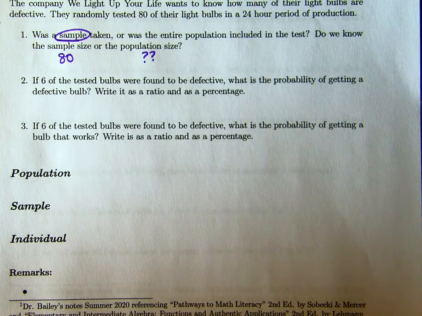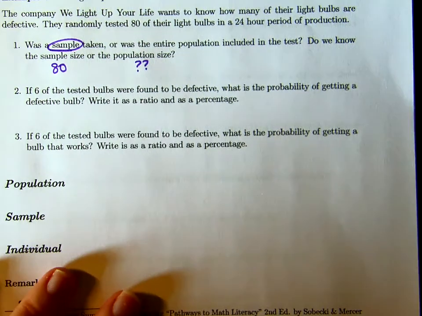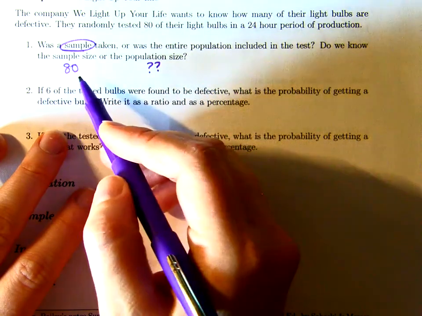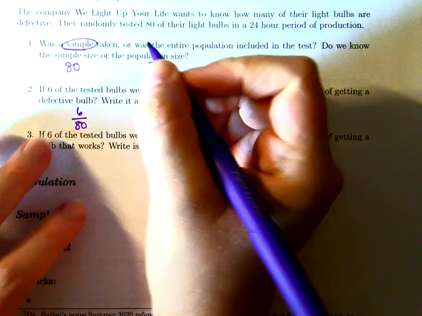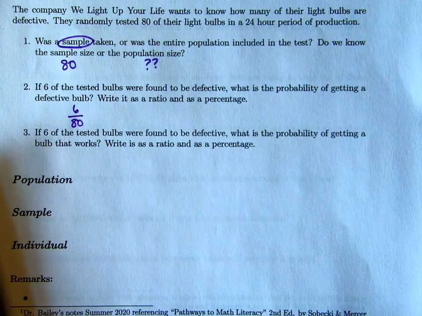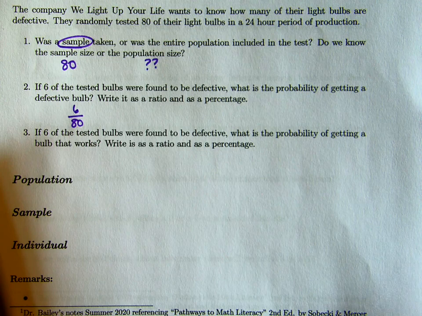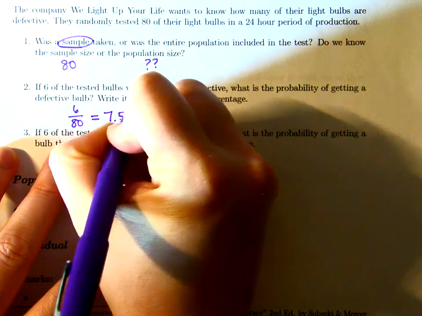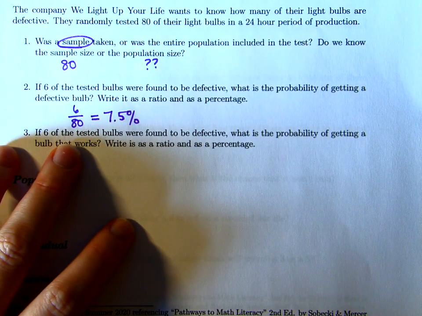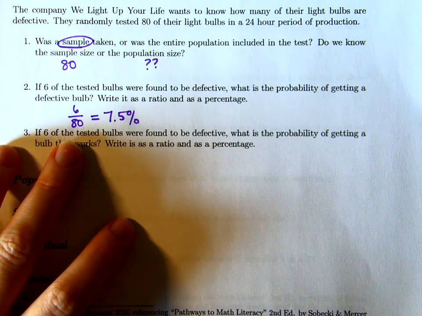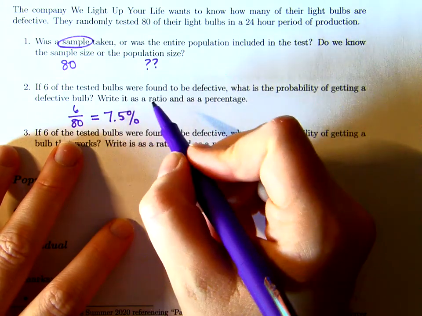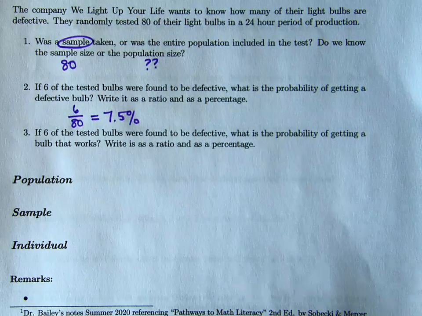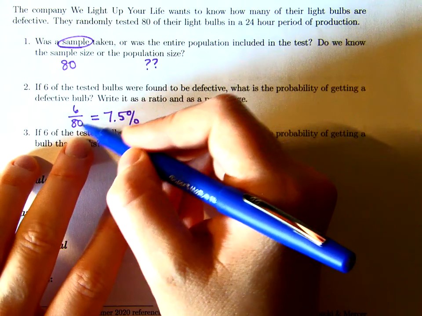Doesn't say. If 6 of the tested bulbs were found to be defective, what is the probability of getting a defective light bulb? Well, that would be 6 out of 80. And now I'm going to get my handy dandy calculator. I'm going to go 6 divided by 80 and times 100 to turn it into a percentage. And I got precisely 7.5%. Write it as a ratio and as a percentage. Okay, done. But I need to fix this because ratios have labels. And not only am I going to fix it and include a label, but also maybe I'm going to simplify that.